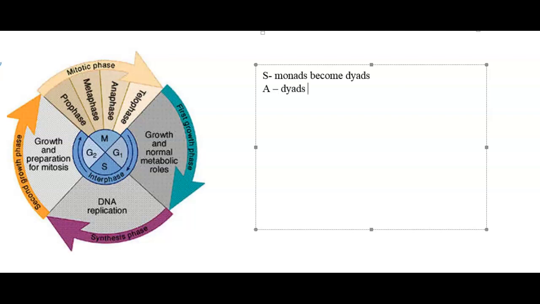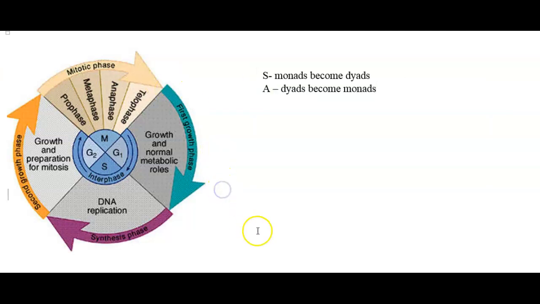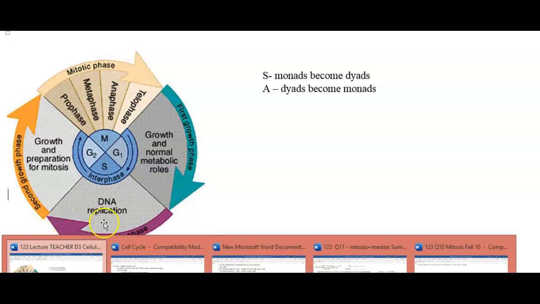Dyads become monads. Again, as I just said, chromosome number never changes. The only thing that is changing is the type of chromosomes. We're dealing with the DNA. Alright, so now let's go into mitosis.